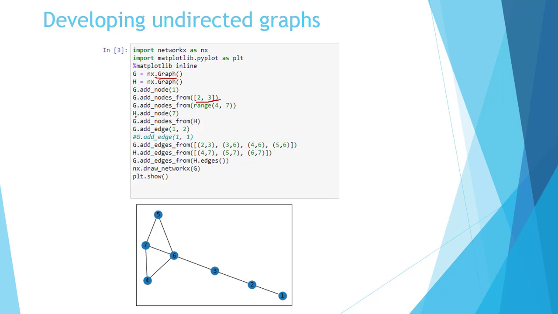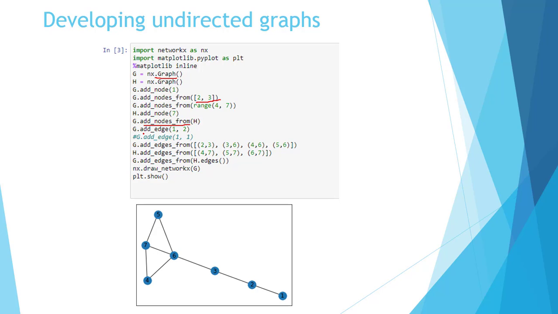After that we have added H.add_node and added the number 7 value to the graph H, and after that using add_nodes_from we have added the node number 7 to the graph G using this method. Now we have to draw the edges between these nodes.